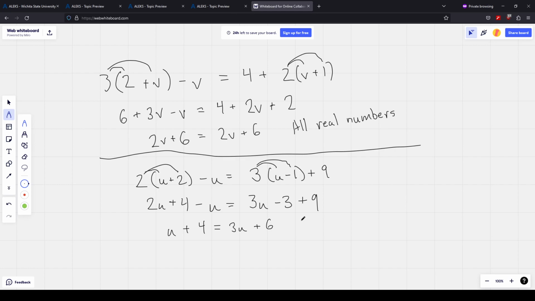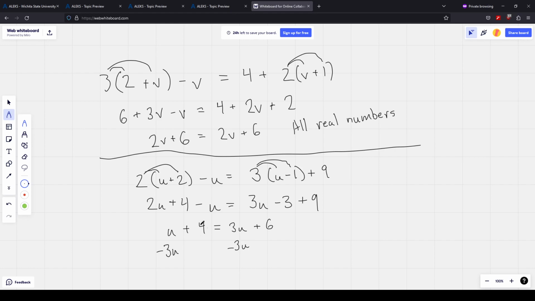It doesn't really matter which side you do it on, so just for my own sake, I'm going to go ahead and move all of the u's to the left side of the equation and move all of the constants to the right. And again, we're going to use inverse operations to do so. To get this 3u on the right over to the left, I have to subtract 3u from both sides. Again, this is positive 3u, so the inverse of that would be negative 3u.